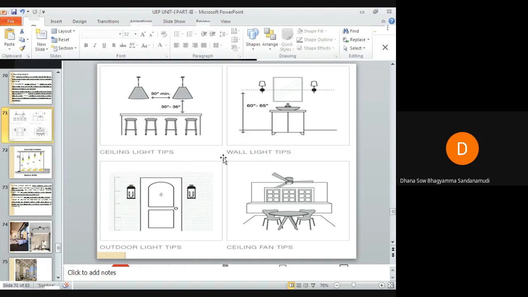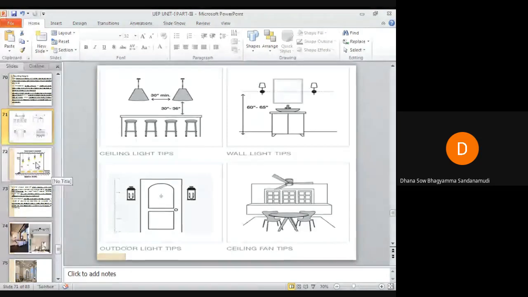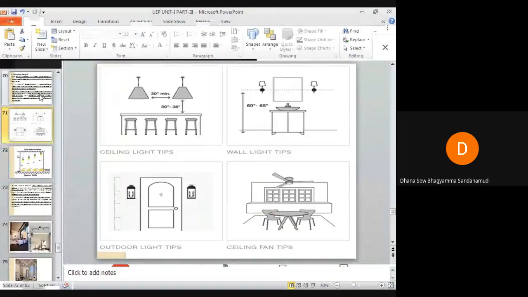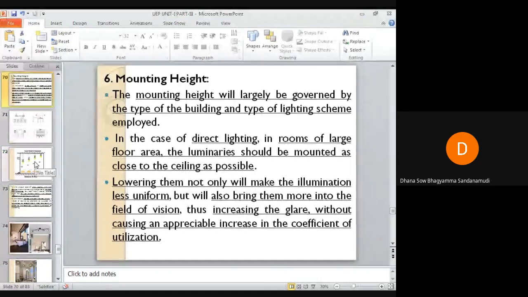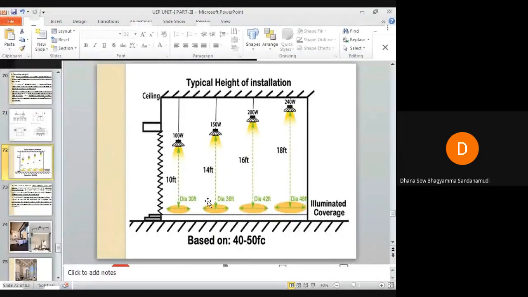Okay, that's all. I think the first two diagrams are more than enough. The lower two diagrams are not of much importance. We can't get much knowledge from them about the topic that we are discussing, the mounting height of the lamp. So I will leave it.